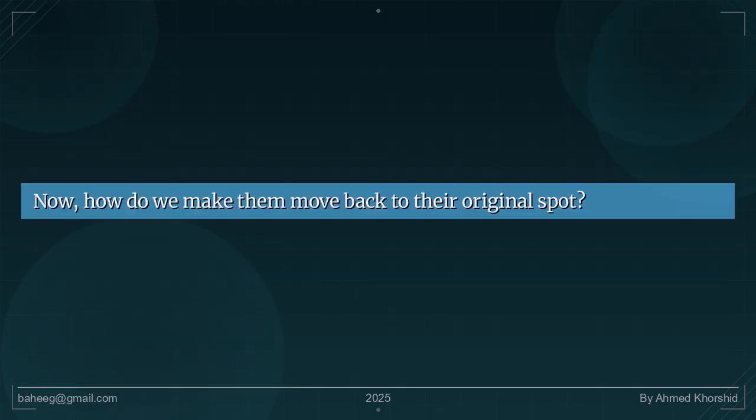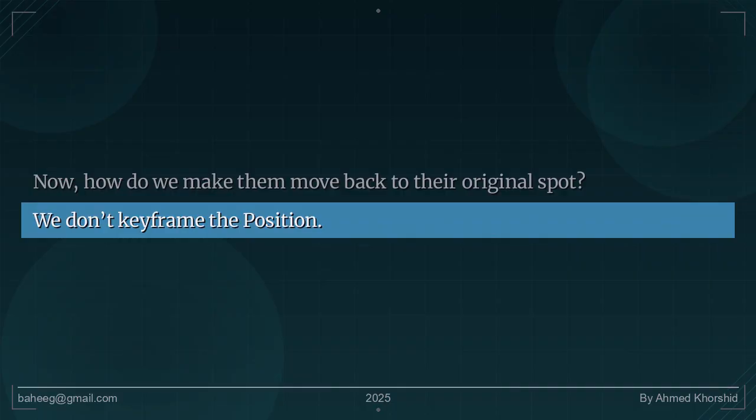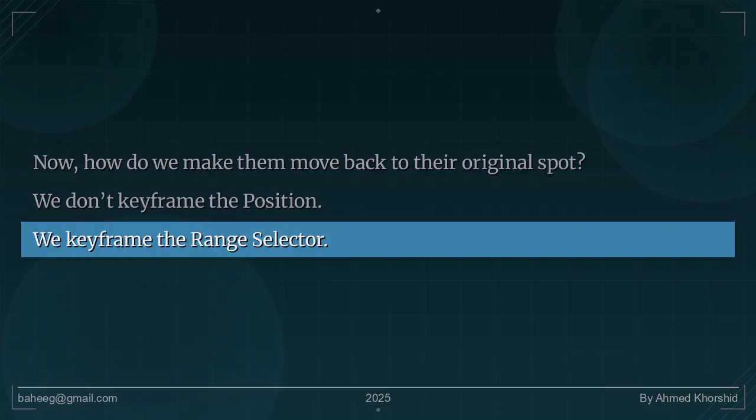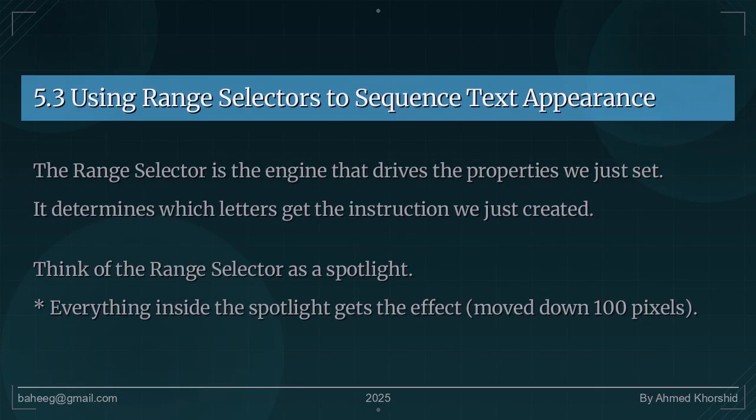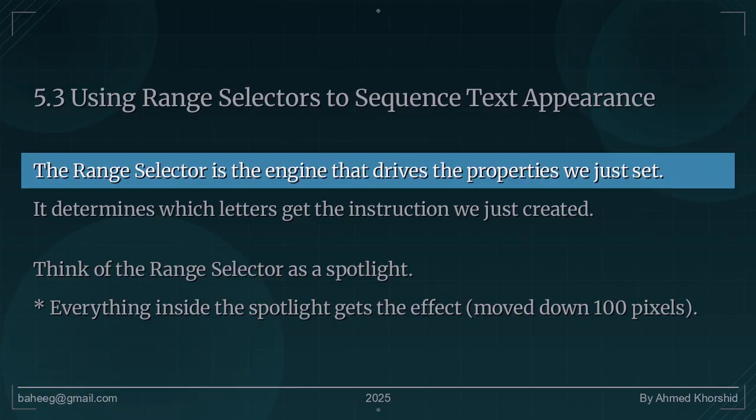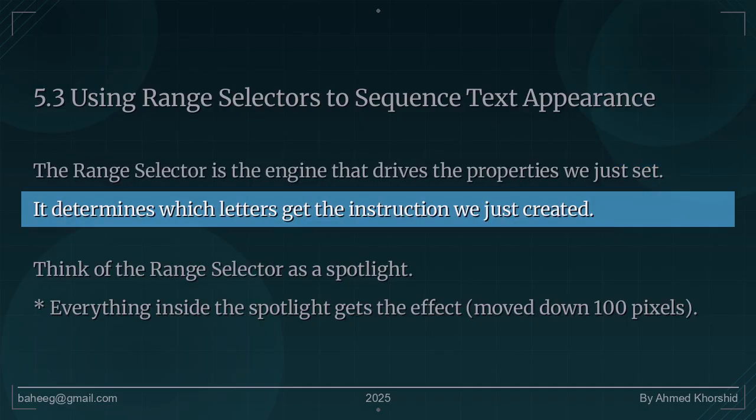Now, how do we make them move back to their original spot? We don't keyframe the position. We keyframe the range selector. 5.3 Using range selectors to sequence text appearance. The range selector is the engine that drives the properties we just set. It determines which letters get the instruction we just created.